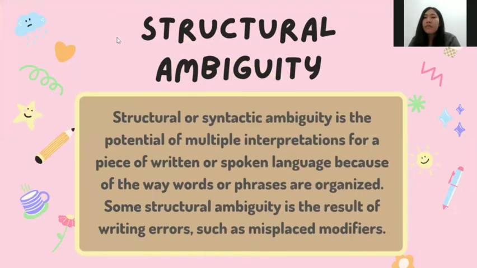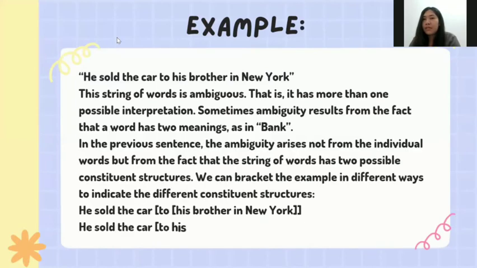And the next is structural ambiguity. Structural or syntactic ambiguity is the potential for multiple interpretations of a piece of written or spoken language because of the way words or phrases are organized. Some structural ambiguity is the result of a writing error such as a misplaced modifier. For example, he sold the car to his brother in New York. This string of words is ambiguous. That is, it has more than one possible interpretation.